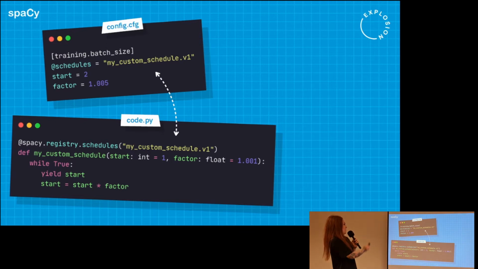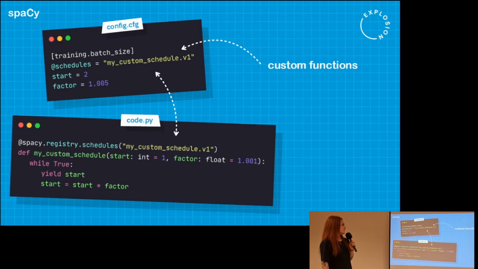So at the top, we have a custom schedule that was implemented for a batch size. Again, that's also a common trick you might want to use, where you use different batch sizes. And here we have a function that we register with the spaCy registry decorator. We assign it a name that's unique, and then we can reference it in our config. And we can even use things like type annotations to define the expected type. So here, custom functions, and the type-based validation.